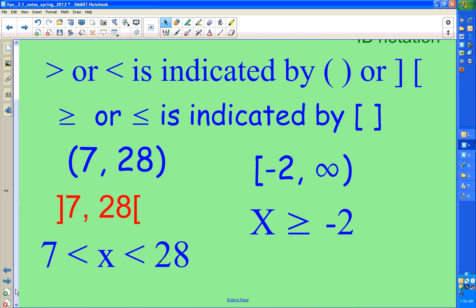So it looks like this. So we're shunning the 7 and shunning the 28. So your region is going from 7 to 28, but it's not including the 7, and it's not including the 28.